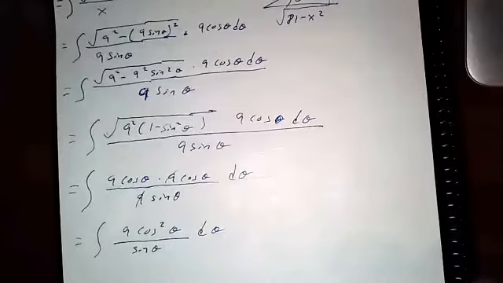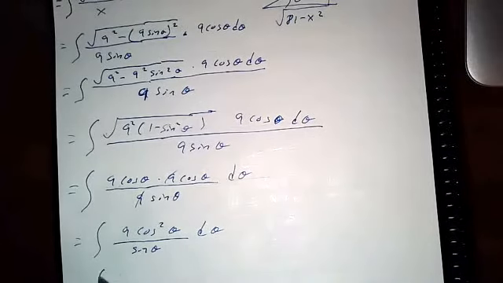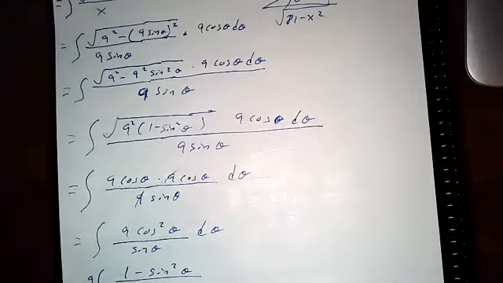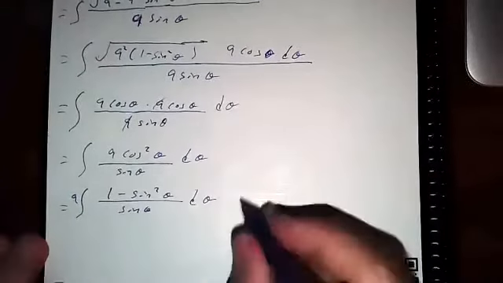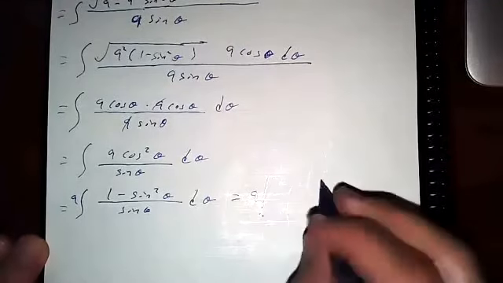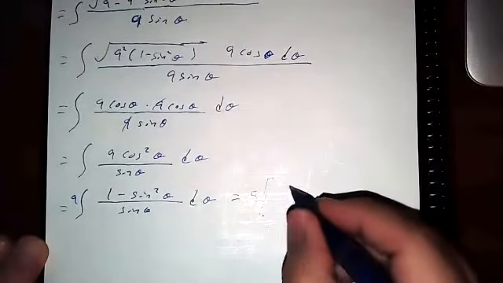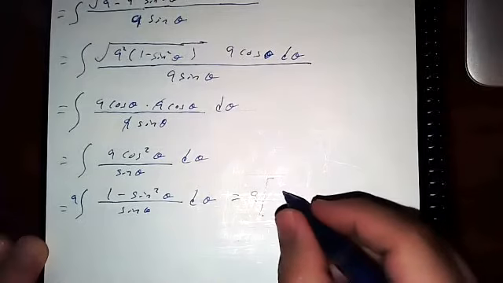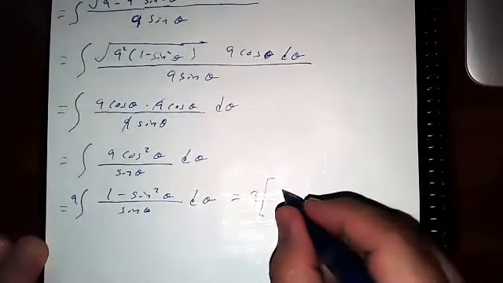At this point, no, I'm going to have to do an identity here. Pull the 9 out. There's just no way. This is 1 minus sine squared theta over sine theta d theta. So that would be 9 times 1 over sine, which would be cosecant, right?